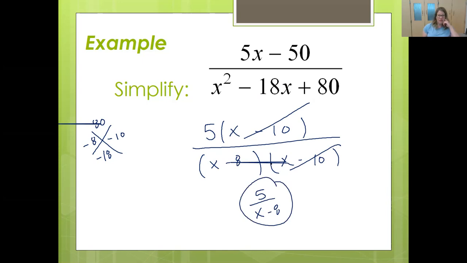In order to get my excluded values, I would need to look at both of these in the denominator. We want it factored, but before it gets canceled out. So we know x cannot be 8 or 10.